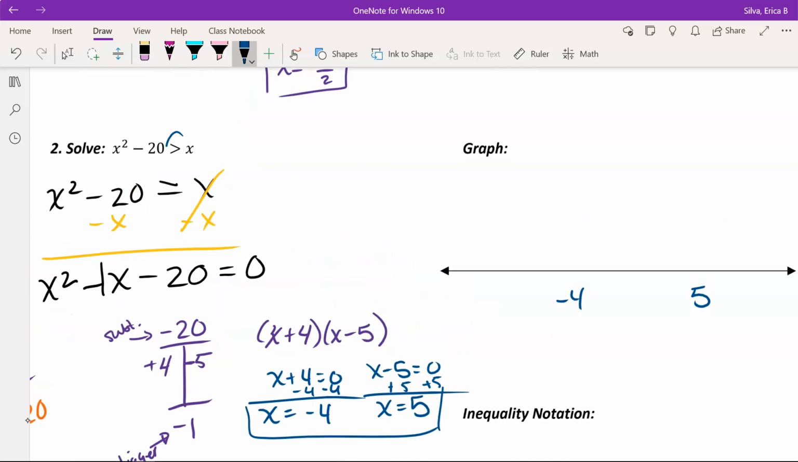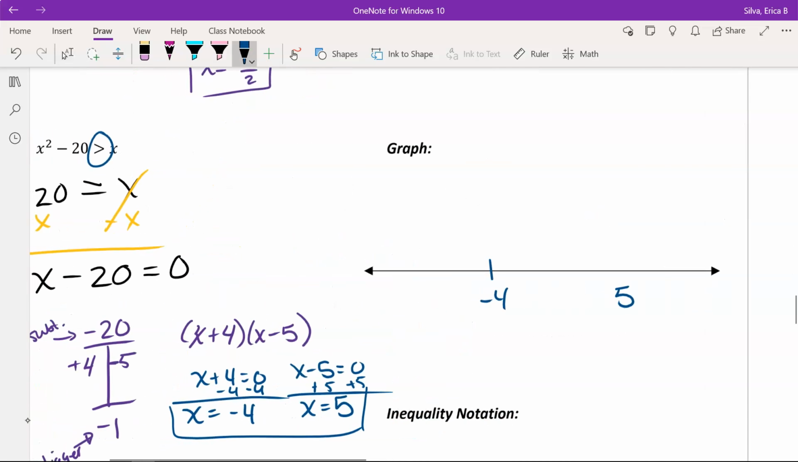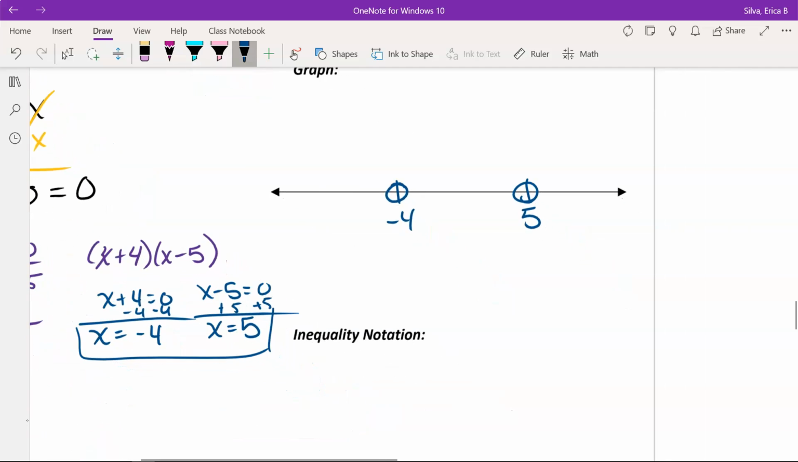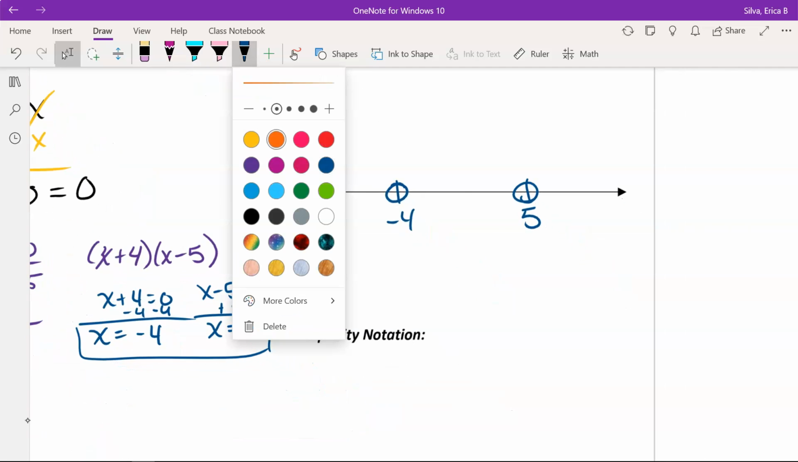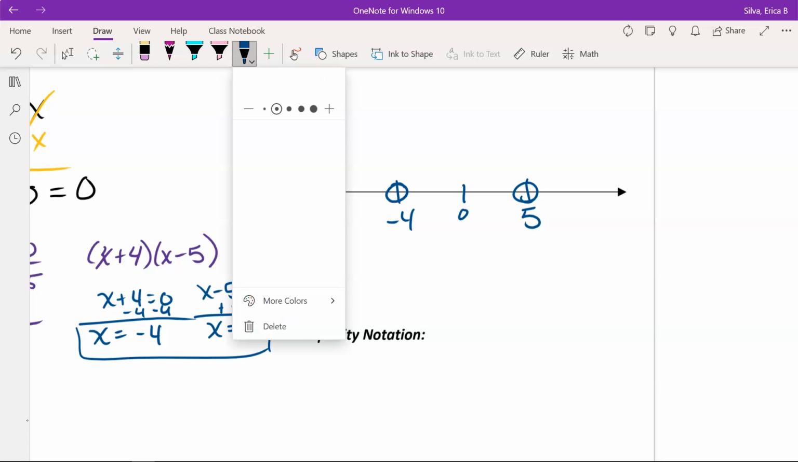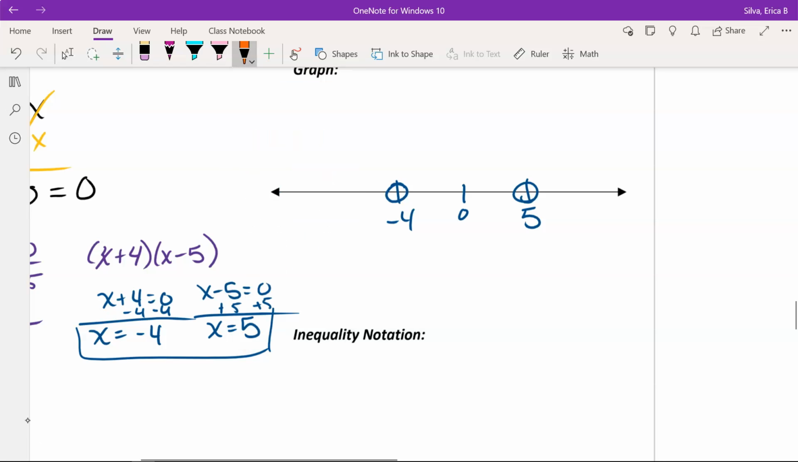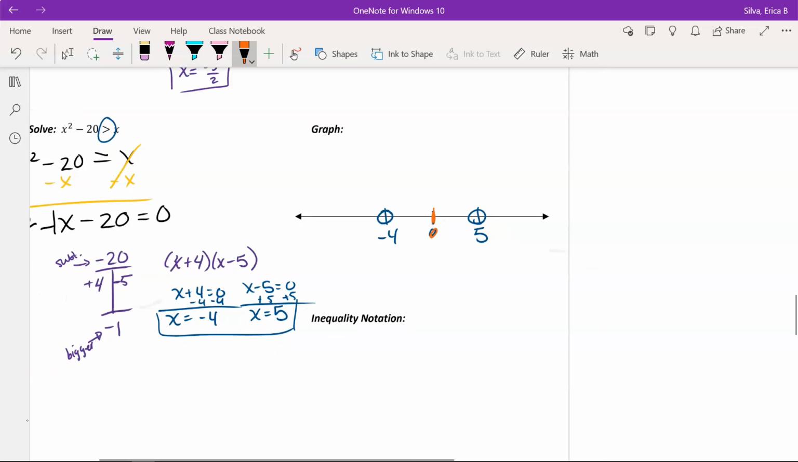We look at my inequality. There's no equal sign, so that means the 2 points will be open circles. And again, let's use the test point of 0 to determine if we're going to shade towards it or away from it.